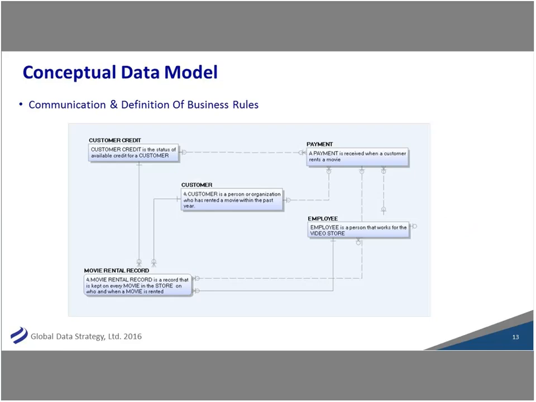A picture is worth a thousand words. Here are some examples, and I'll talk more about this: at the conceptual model level, keep it loose. The goal is communication in getting those business rules. For example, here a customer is a person or organization who's rented a movie within the past year. Well, wait a minute. We actually only sell to people. We don't sell to organizations, B2B.